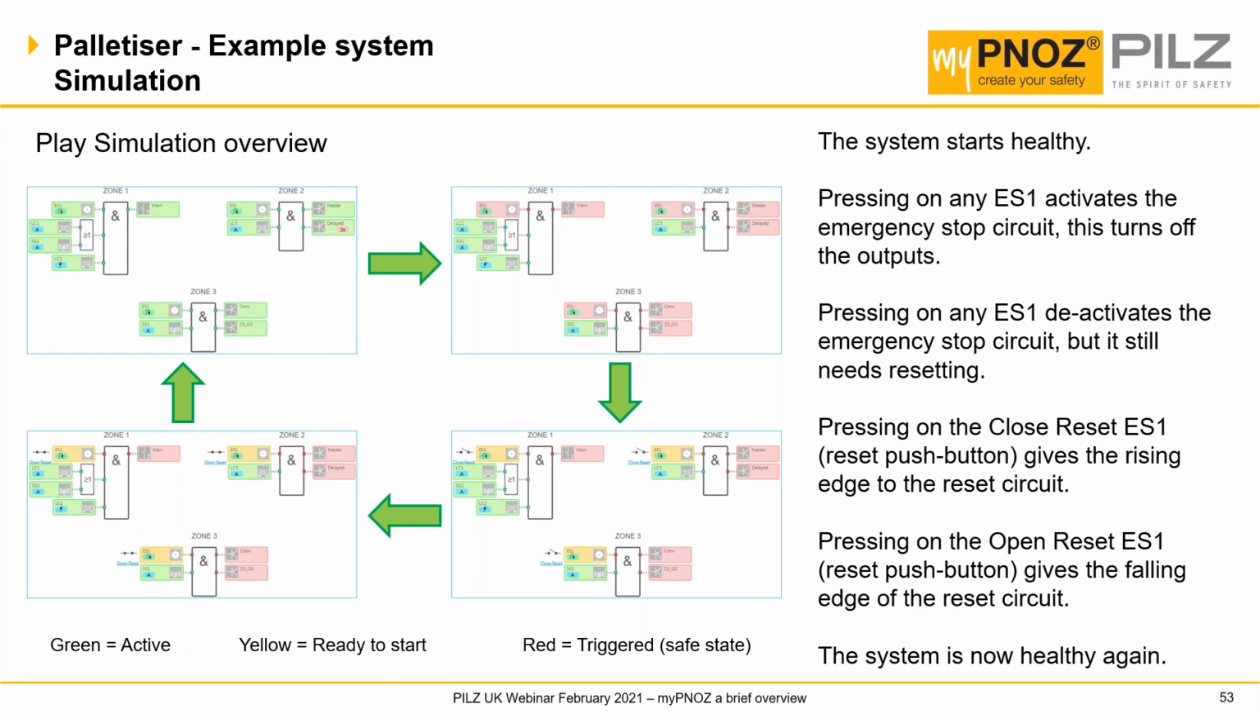You can press the close reset and you can see that it then changes to open reset because we are looking for the rising and falling edge. As shown in the bottom left window, pressing the open reset returns the system to normal and you repeat the system as it goes round again. You can also obviously operate any of the other devices to see how it actually operates. Green generally shows the system item is active, yellow shows it is ready to start, and red shows it is triggered into a safe state.